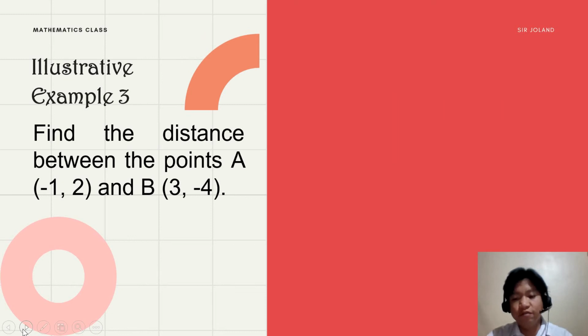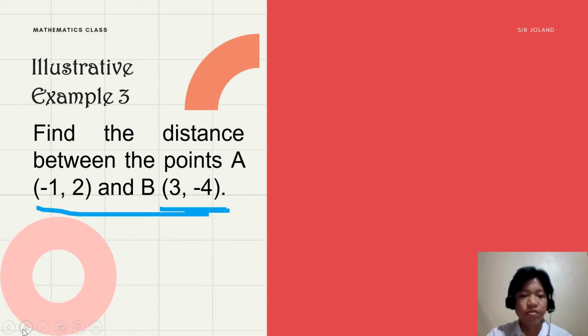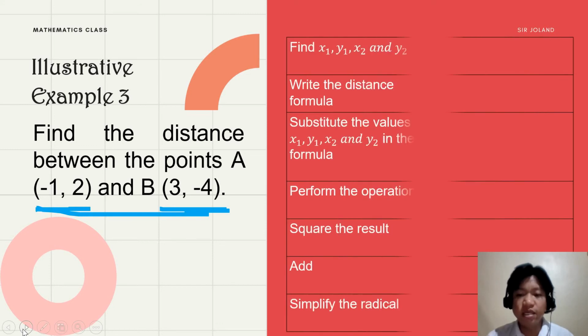So, what if you will be given points lang? Okay, so the coordinates between 2 points. Point A is 1, negative 2. And then for the second point, point B, it has coordinates of 3 and negative 4. So, masasolve ba natin siya kahit hindi natin siya ilagay sa Cartesian plane o hindi natin siya i-draw sa Cartesian coordinate plane? Yes, pwede. Basta given lang yung coordinates ng 2 points, masasolve natin siya agad. Okay, so paano ba natin siya gagawin?